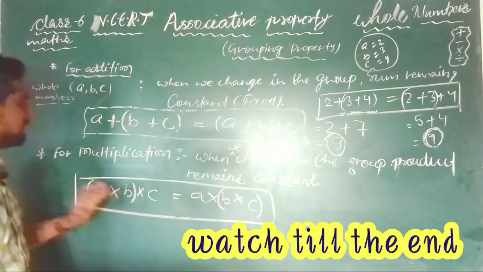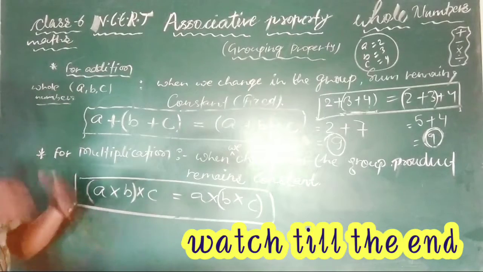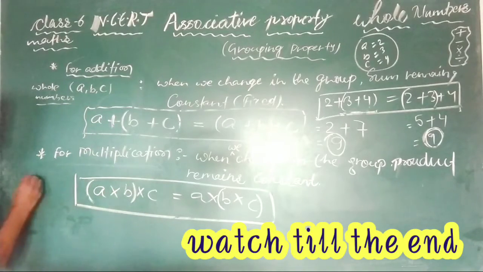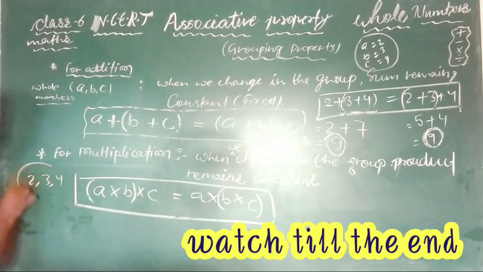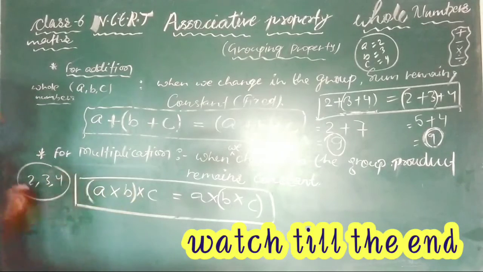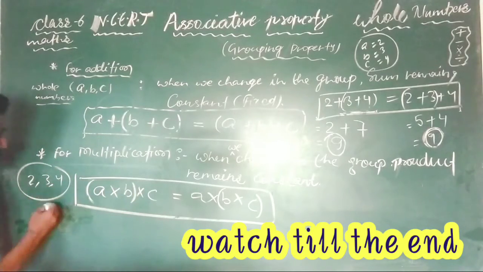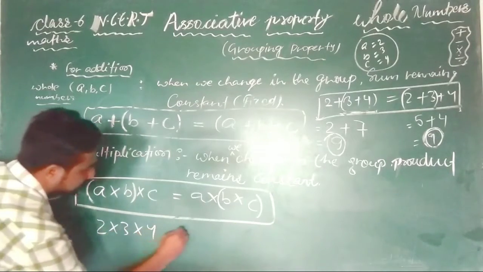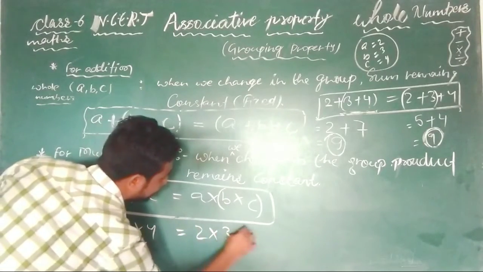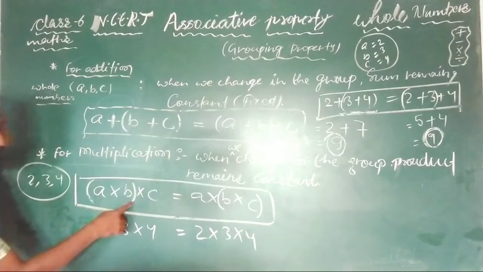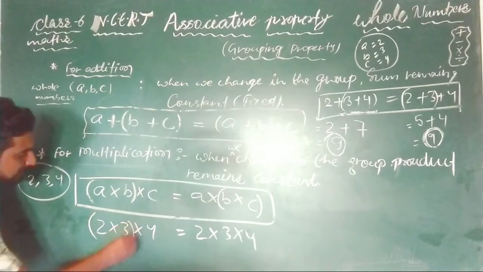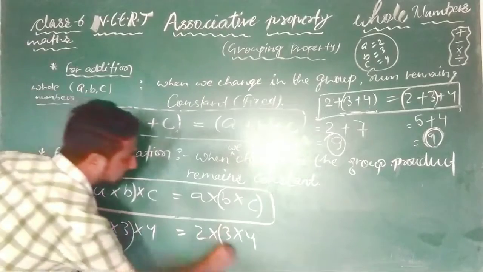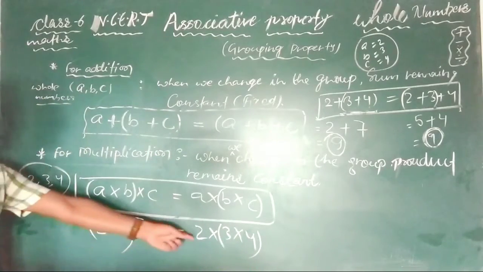Now for the number, if you check, how to check this? You take numbers 2, 3, 4. I will take 3 whole numbers in the place of A, B, C. Now you put the numbers as given. In the place of A, you write 2 into 3 into 4. This side also you write 2 into 3 into 4. Now here A and B are in the bracket, so 2 and 3 will be in the bracket. Here 3 and 4 are in the bracket and 2 is standing outside.